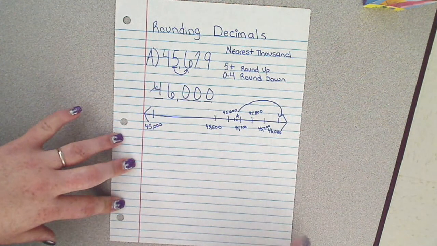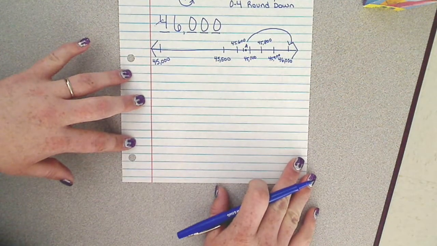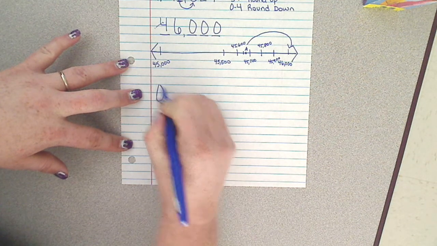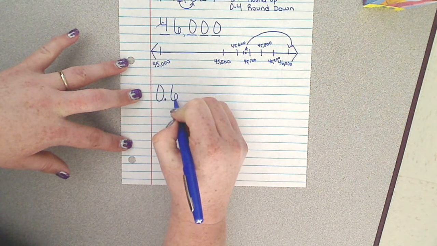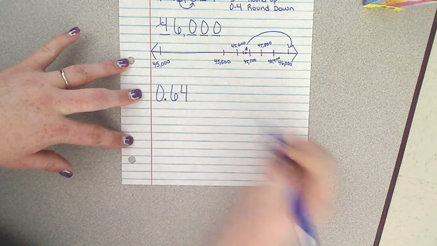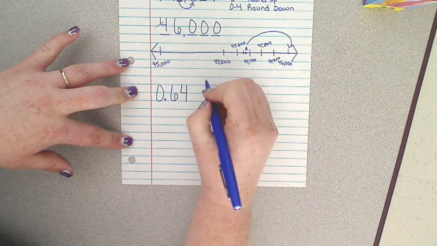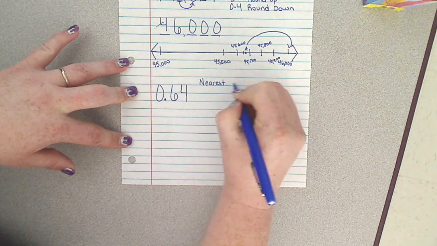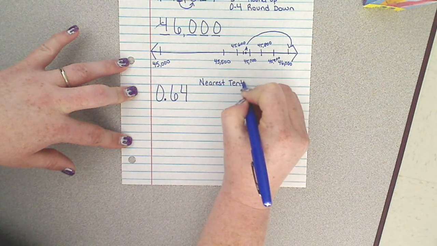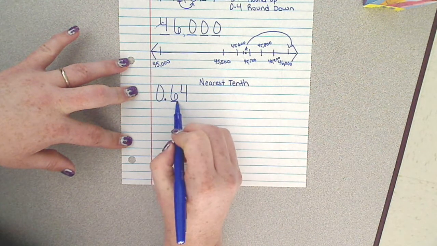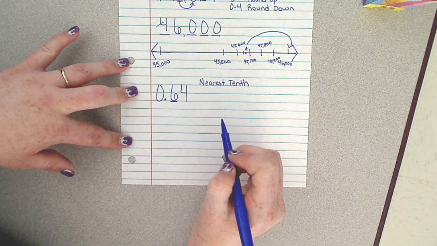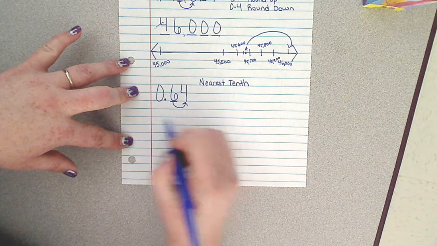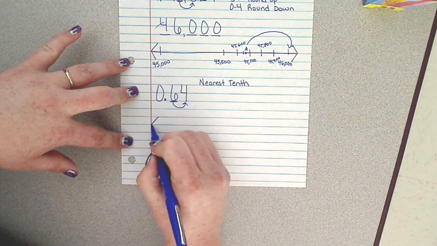All right. Now let's move on to our decimals. If I have the number 0 and 64 hundredths, I'm going to round to the nearest tenth. That means that I'm going to underline my tenths place, and I'm going to look at the number next to it. To help you understand this, again, we're going to draw a number line.